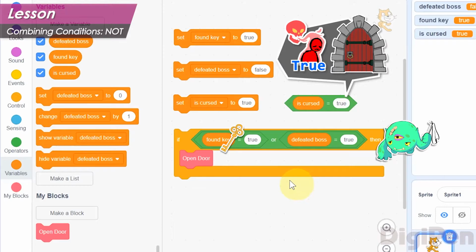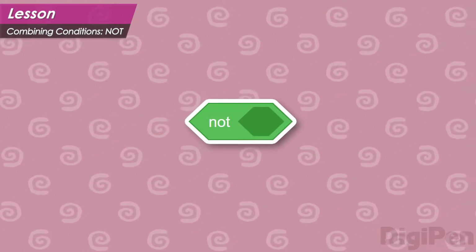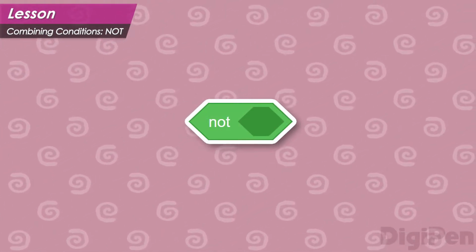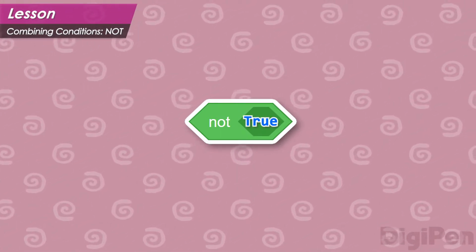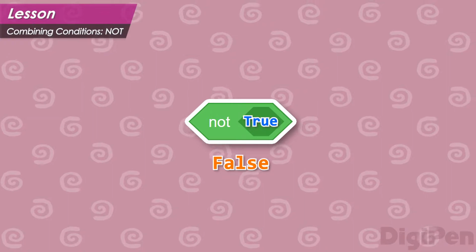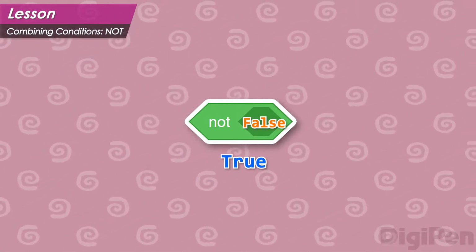Of course, there's a block for that, the NOT block. Unlike the AND and OR blocks, NOT only has one condition slot. If its slot is true, the NOT block is false. If its slot is false, the NOT block is true.